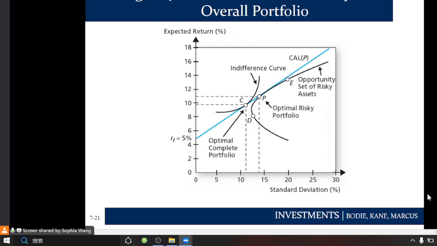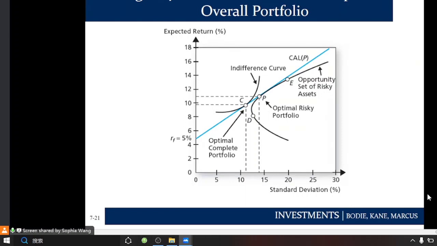Point C. After you get point C, maybe you have determined 80% should be given to risky assets and 20% should be the risk-free assets. In this case, how to allocate the 80% of my risky assets? Then move to point P.